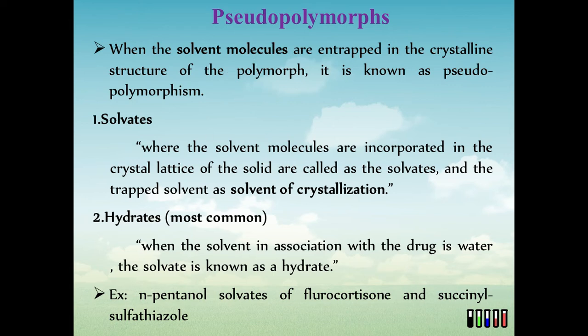Now an example of this is the n-pentanol solvates of hydrocortisone and succinyl sulfathiazole. Means n-pentanol is entrapped in hydrocortisone and succinyl sulfathiazole. It will also show you a solvate type. These are examples of pseudopolymorphism.